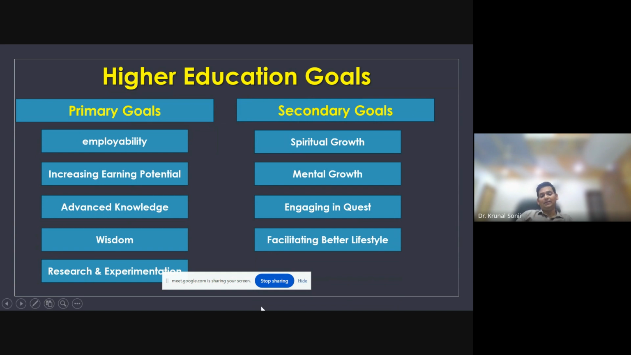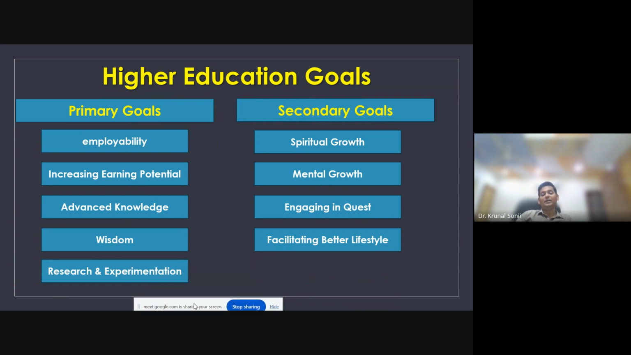Facilitating a better lifestyle: obviously, if you follow all these aspects and succeed in your life, then definitely it is going to be there.